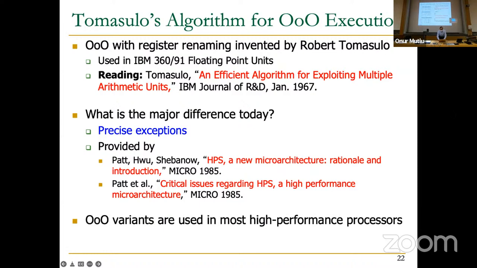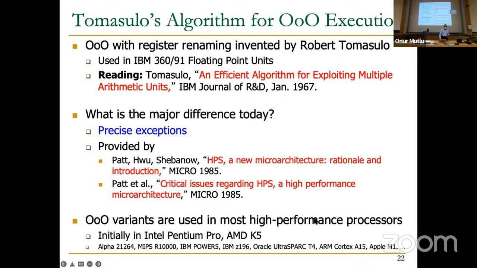Okay, but basically, this is important because this gives you the broader perspective, right? So an idea may be nice and it may actually be implemented early on, but it may not be successful because you violated the contract between the programmer and the hardware, right? Imprecise exceptions. That's why you don't want imprecise exceptions. You want precise exceptions. And it's good to know the history. But today, out of order variants are used in most high performance processors. Everything essentially out there that's high performance uses out of order execution with precise exceptions.